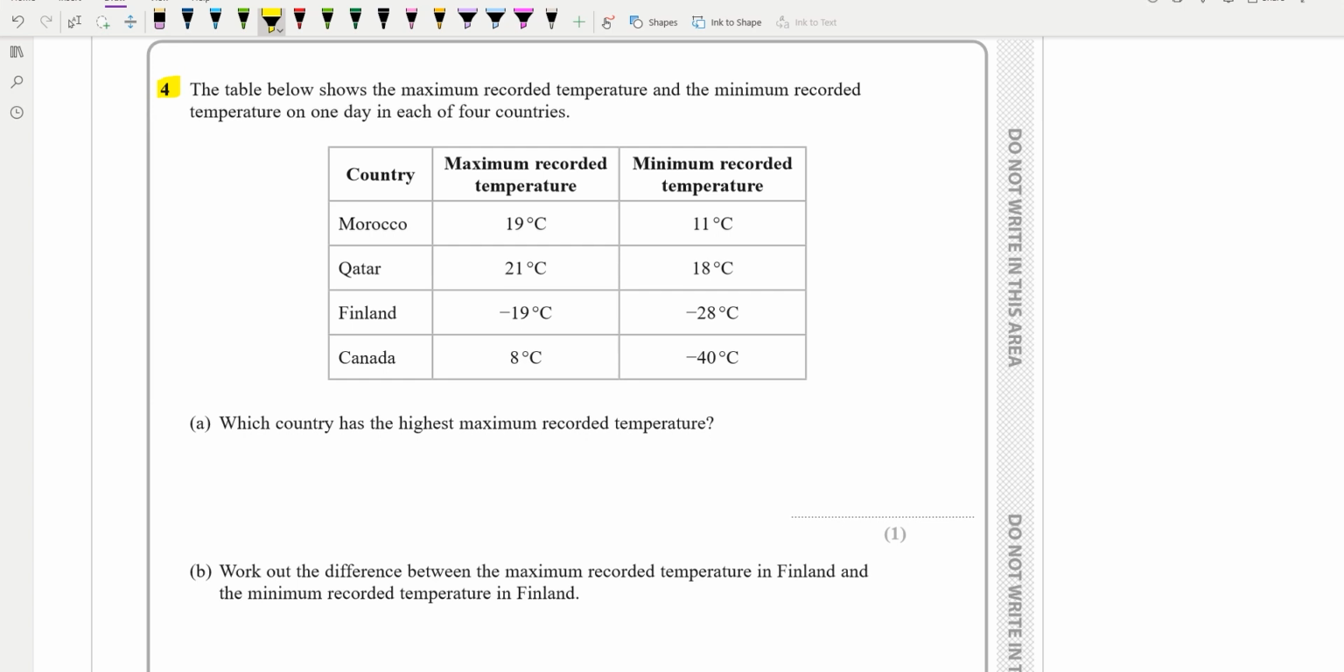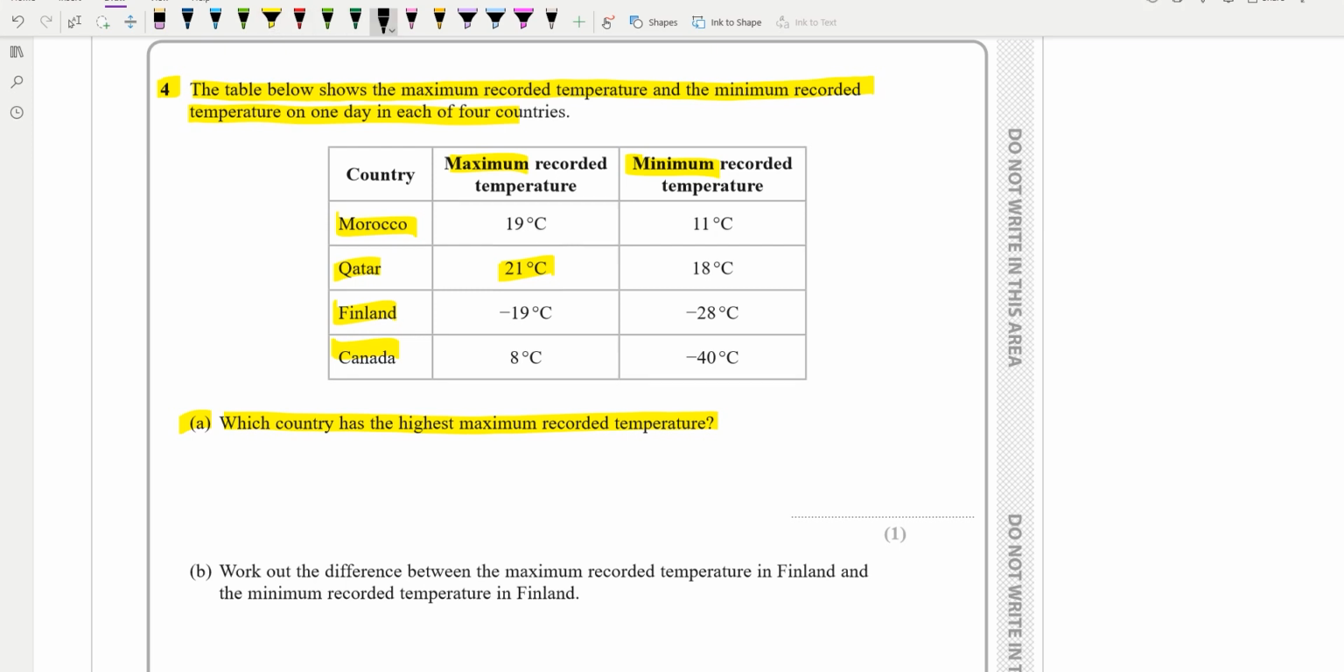Question number 4. The table below shows the maximum recorded temperature and the minimum recorded temperature on one day in each of 4 countries, and these are the countries, and this is the maximum temperature and the minimum temperature. A part, which country has the highest maximum recorded temperature? So the highest maximum recorded temperature is this one, 21.